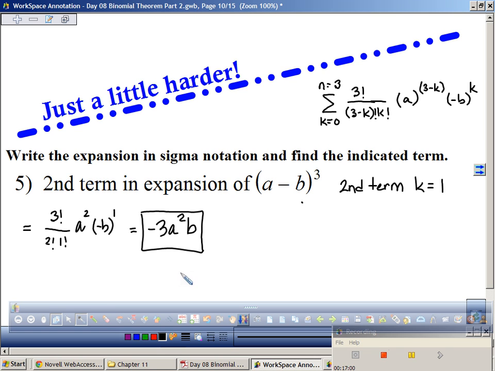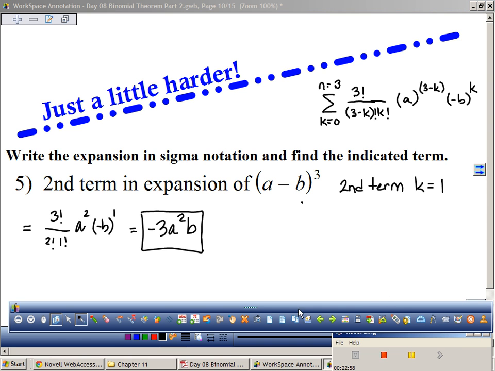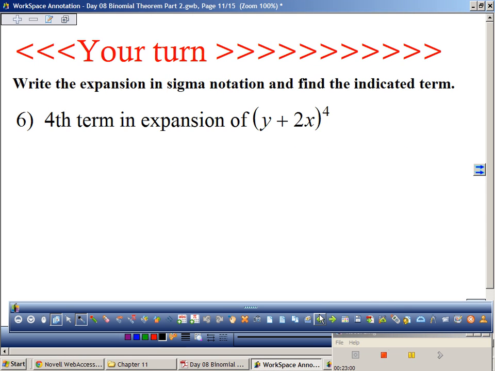Okay. Write that down. Let's do another one, and then you'll say, that really wasn't that hard. All right, let's try another one. Do you want to try it yourself? No. Okay.